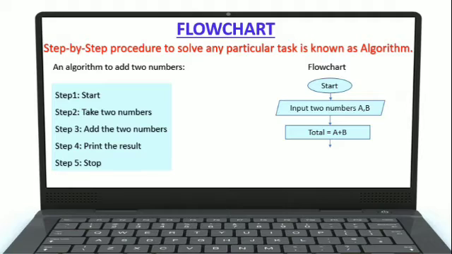And then print the result. Print the result means it is giving the output. So in which box will it be written? It will be written in a parallelogram shape box again, and the last step, stop, will be written again in the oval shape box.